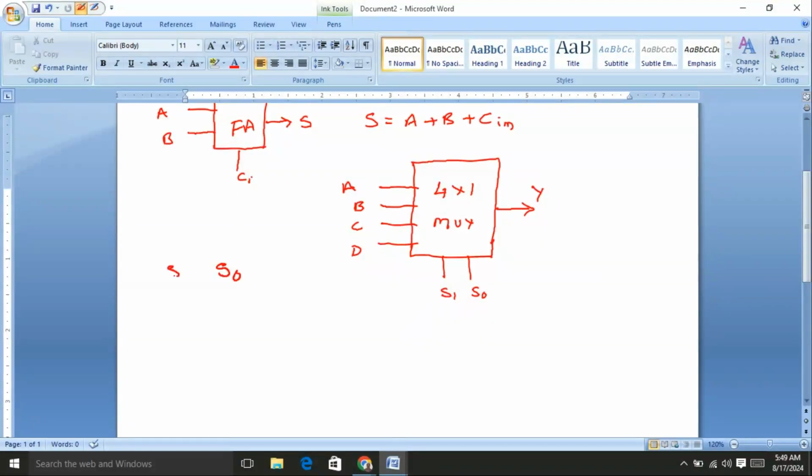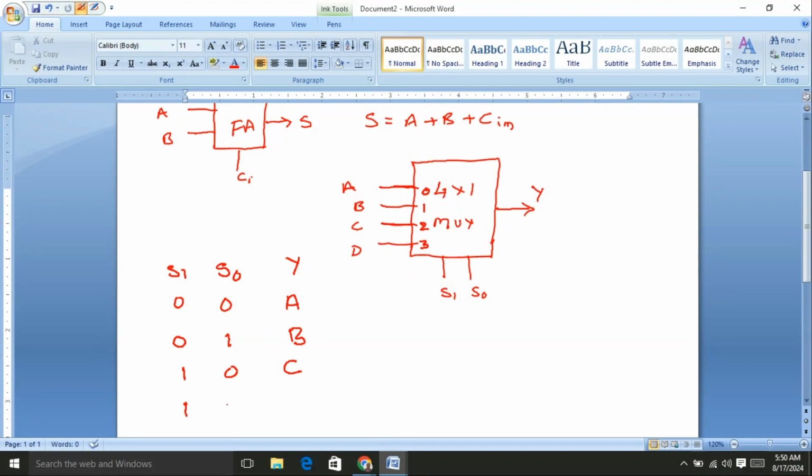Suppose the S0 and S1 values are 0, 0. The first input A is turned into the output. Suppose the selection line values are 0, 1, that is, S0 value is 1 and S1 value is 0. The second input is B, turned into the output; this is the first input, second input and third input. Suppose the S1 and S0 values are 1, 0. The third input of the multiplexer, that is C, is turned into the output.